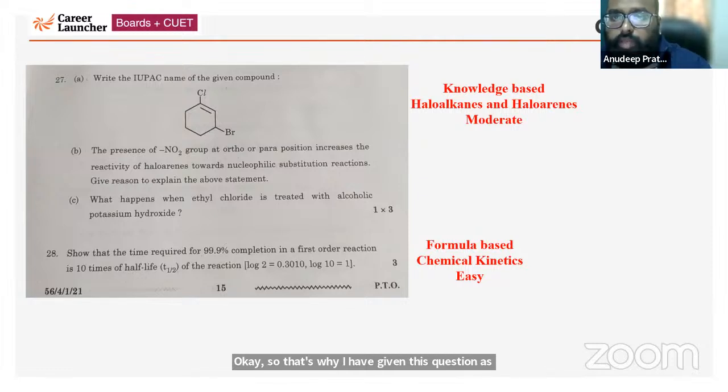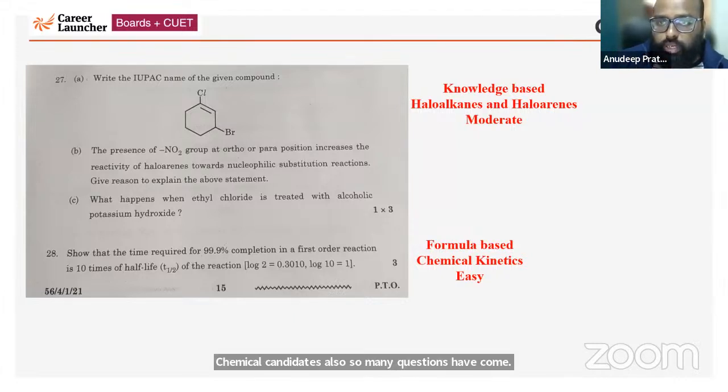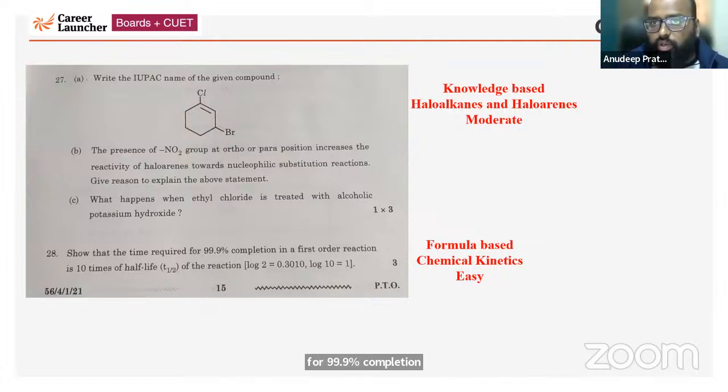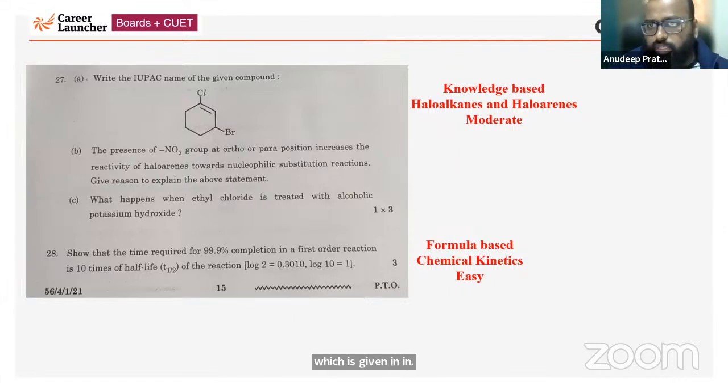So next one is chemical kinetics. Many questions have come from chemical kinetics also. Generally, we consider electrochemistry more important than chemical kinetics, but this time chemical kinetics dominated electrochemistry. Already three questions from chemical kinetics have been given. If you see the question, it's pretty straightforward. Show that the time required for 99.9% completion of a first order reaction is 10 times the half-life of the reaction. This is exactly the question given in NCERT, right? So this is a direct question from NCERT, a very, very easy question. Everyone must have done this. Okay, so I will consider this an easy question.